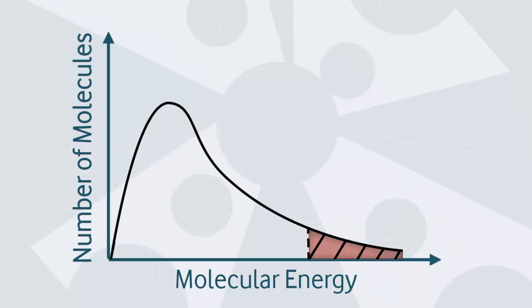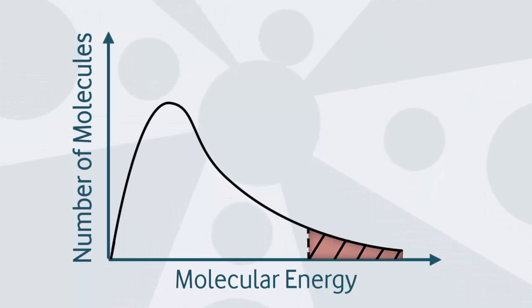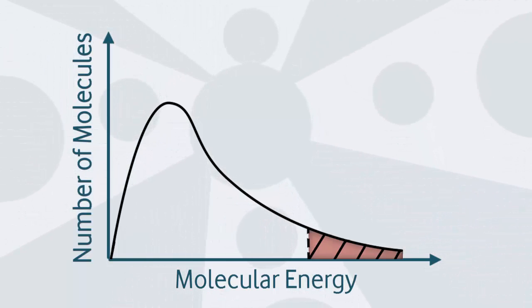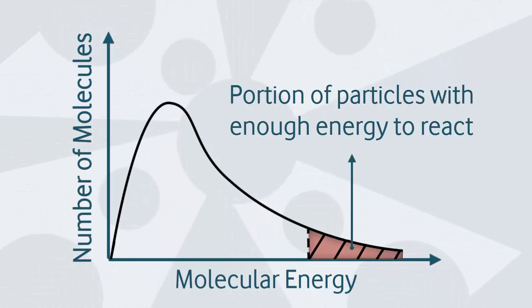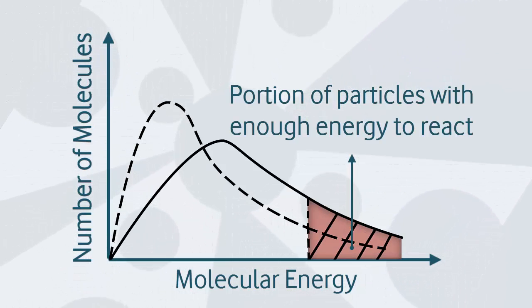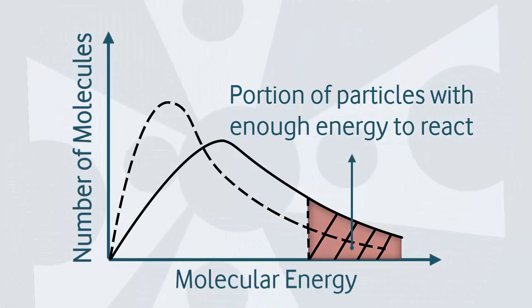So when temperature increases, the average speed of the particles also increases, giving more particles enough energy to react. For example, in this graph, the number of molecules with enough energy to react is small. If we increase the temperature, the number of molecules with enough energy to react also increases.